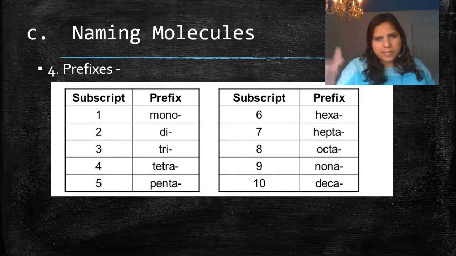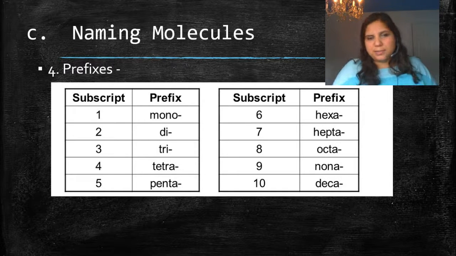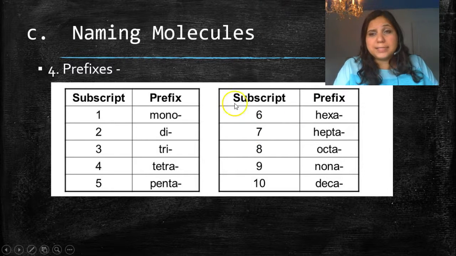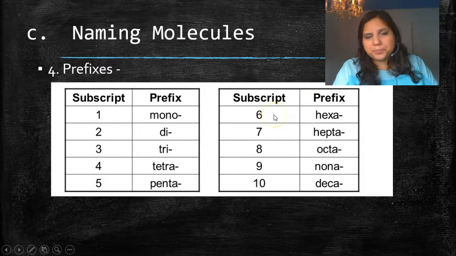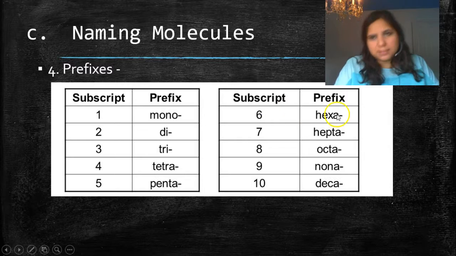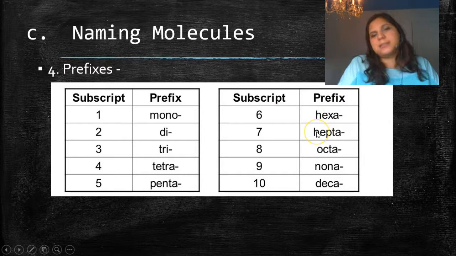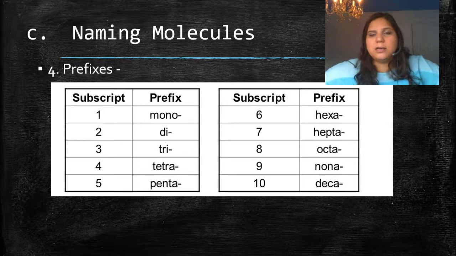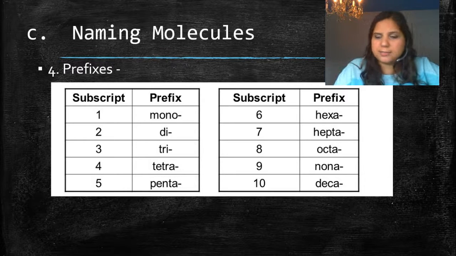Now, it's this right side that tends to get students a little messed up as far as not knowing what those are already. I like to memorize hexa by thinking that 6 has an X in it, hexa has an X in it, so hexa is 6, whereas hepta is 7. And then octa, like an octopus, has 8 legs. Octa is 8. Nona, 9. And deca, 10, like a decade.